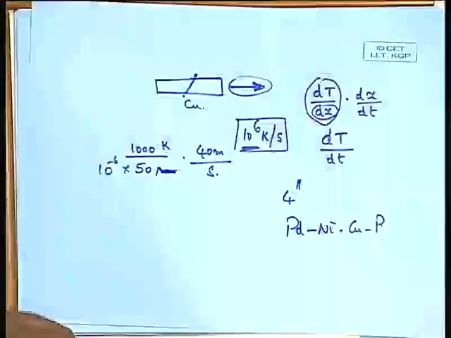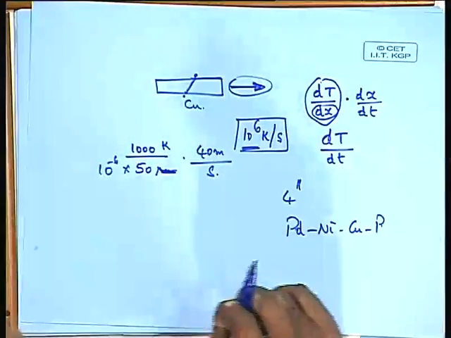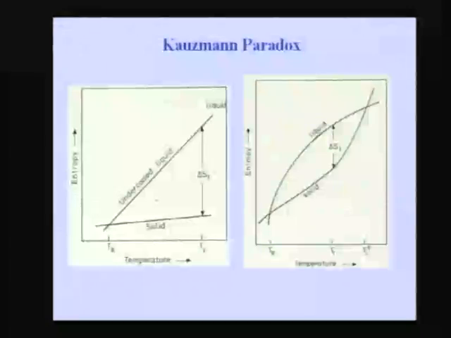So, that is the highest so far, but this is in a special kind of composition, which is palladium nickel copper phosphorus. Okay. We were talking about thermodynamics in the last class, thermodynamics of glass formation.